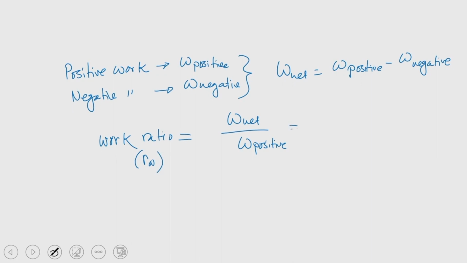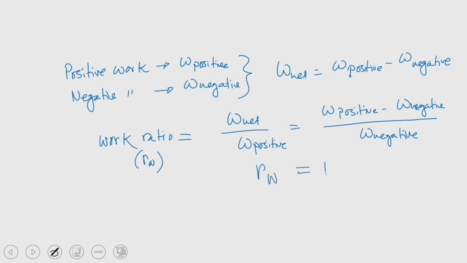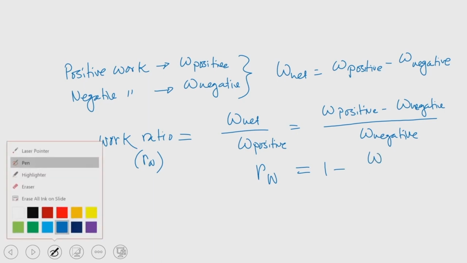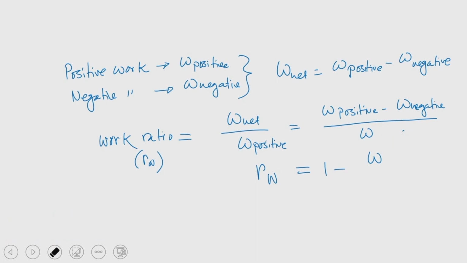So, you can say that this is W positive minus W negative by W positive. So, we can write that RW equals 1 minus W negative divided by W positive.